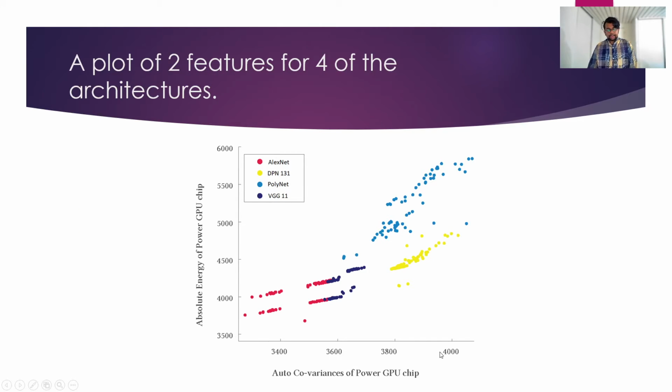This is a very simple 2D plot. On the x-axis we have the auto covariance of power GPU chip, and on the y-axis we have the absolute energy of power GPU chip. I have plotted only 4 networks here just to give you an example, just to visually give you an idea that the power consumptions for these 4 architectures are even visually distinguishable.